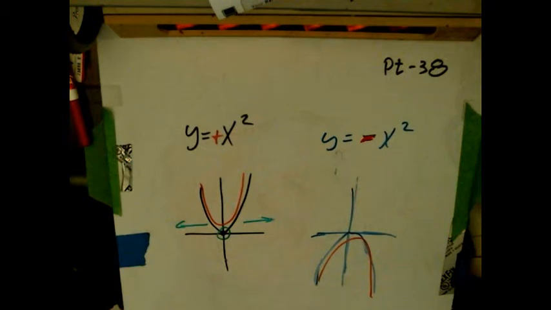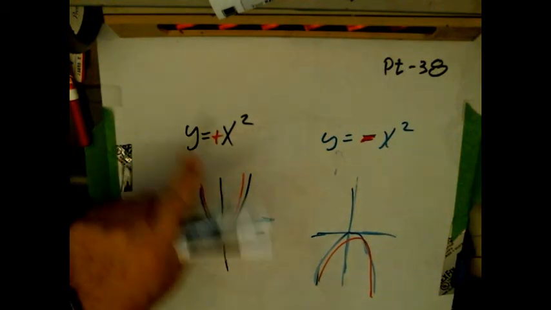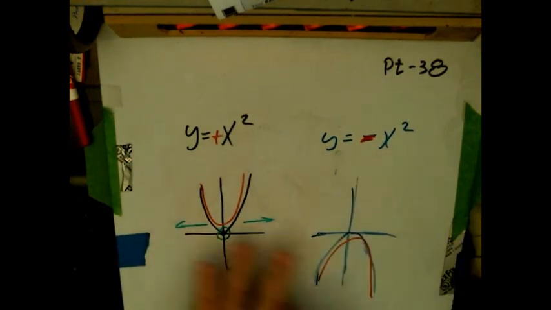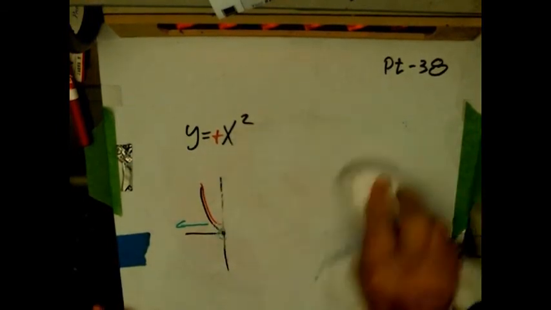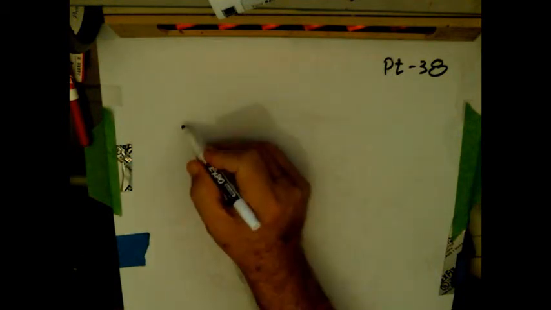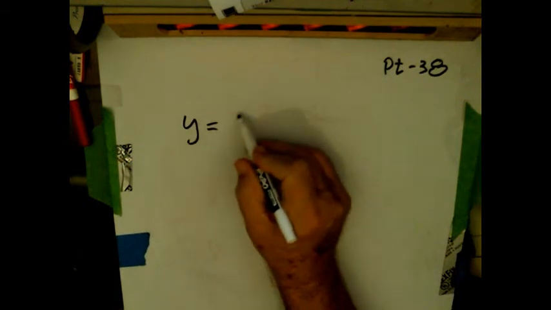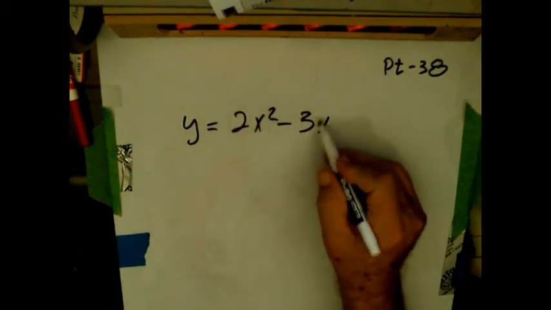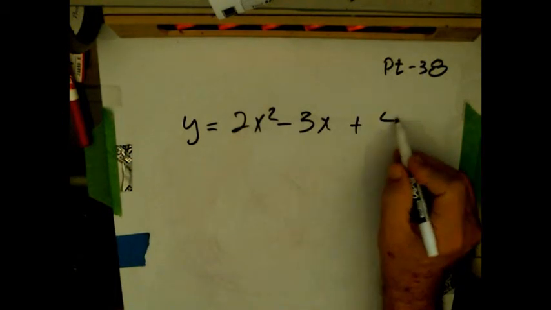So the leading coefficient of x squared will cause your general shape. The other terms in the equation will tend to shift it and modify that shape a little bit, but not that much. All right, so let's try a basic fundamental graph. y equals 2x squared minus 3x plus 4.